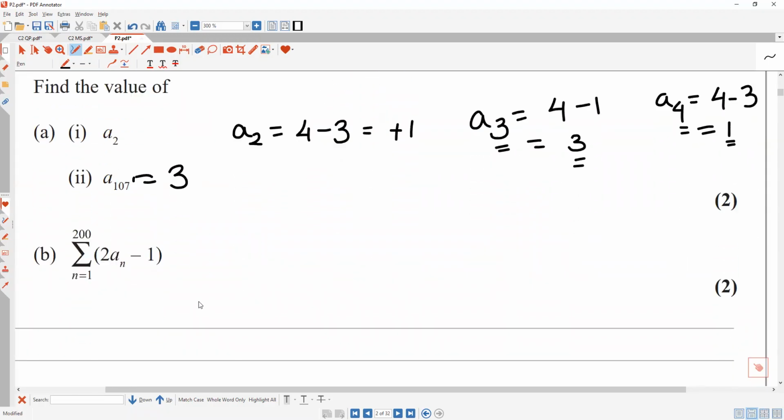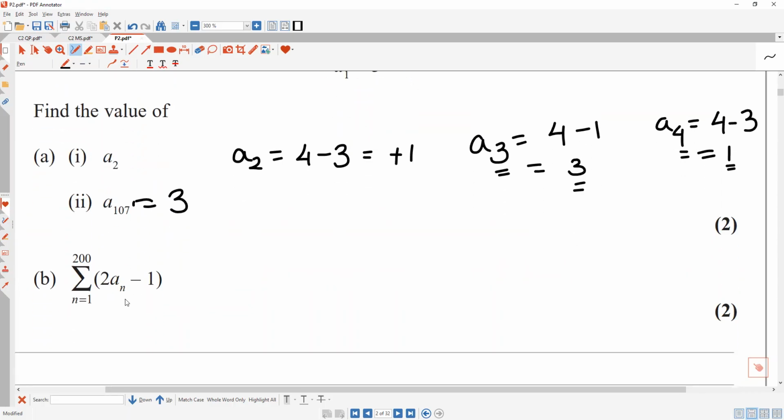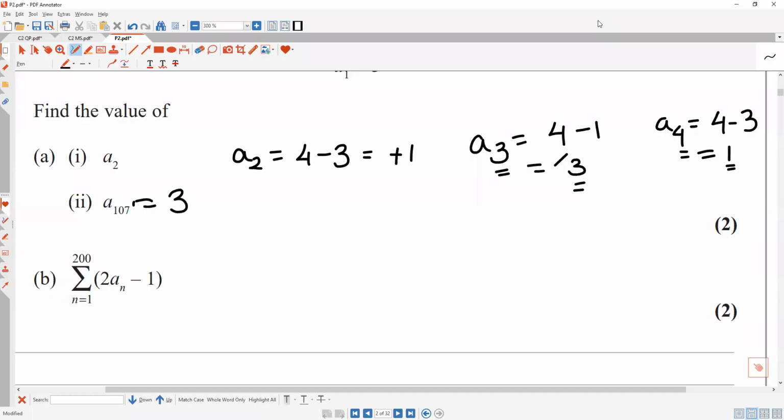Now let's talk about this one. This is exactly 4 minus an. Okay, now how do you do this one? Let me pause the video and think about it. I think there is some shortcut with this sum, but they gave only 2 marks. So let's still try to see whether it is an arithmetic sequence or a geometric sequence. If I multiply this by 2 or divide this by 2, still it's not.